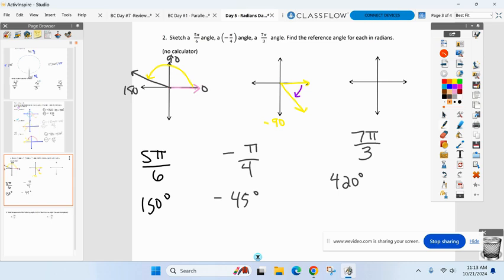420 degrees. Good. Is this as funny as our sigma? So we get that out. No, we're good. Okay, just asking.